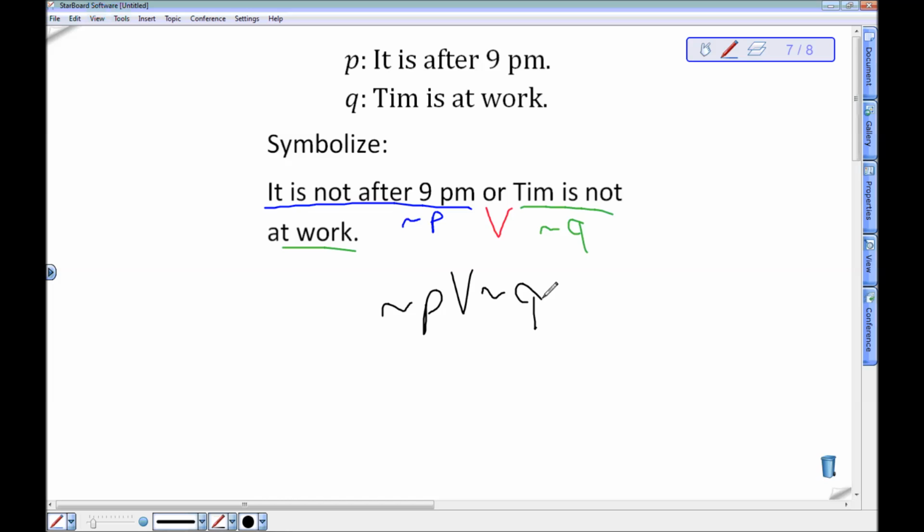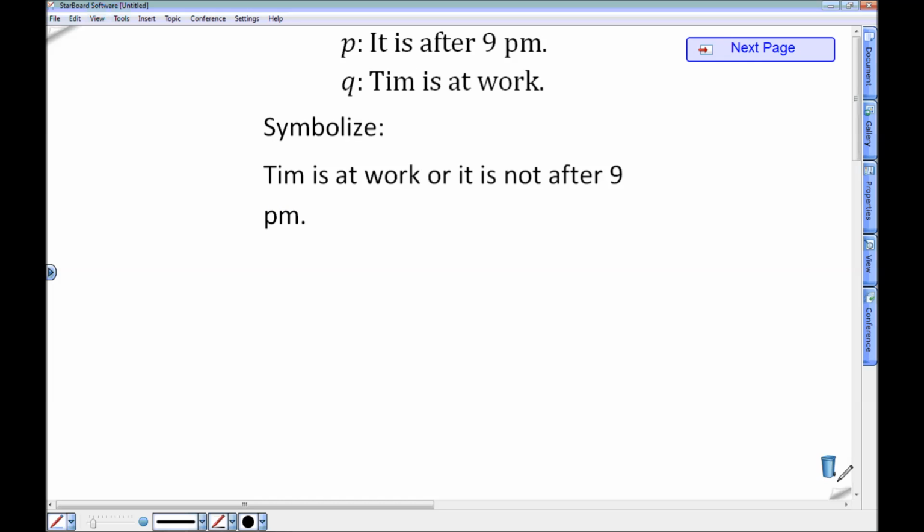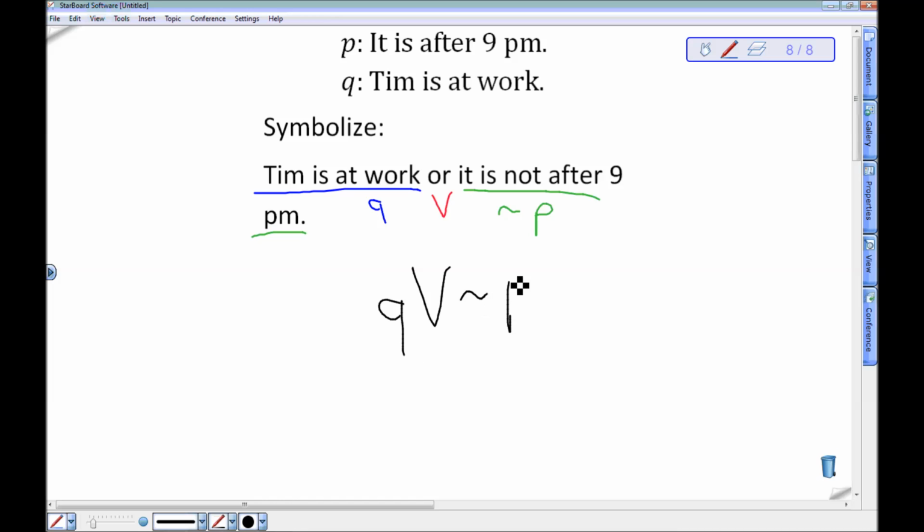All right, great. Let's look at one more here. This time I have Tim is at work or it is not after 9 p.m. Well, the statement Tim is at work is the statement Q. The statement it is not after 9 p.m. is the negation of P, so not P. I have an or in the middle, so this is Q or not P. Tim is at work or it is not after 9 p.m. is symbolized Q or not P.